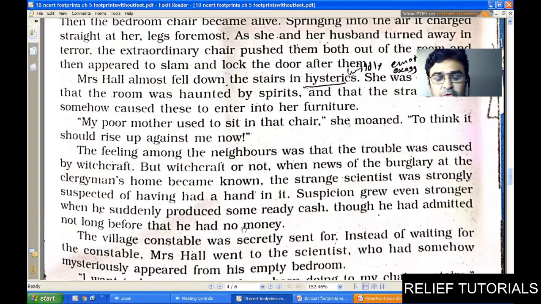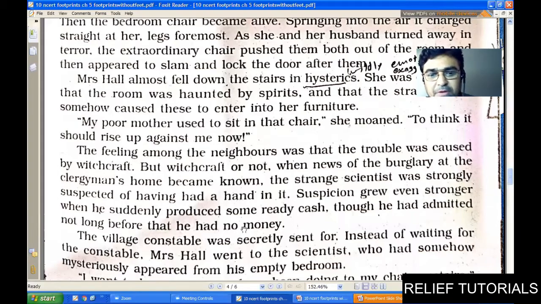It was used by mother, and now mother might have done this, or how could this chair be upon me? It was very close to my heart. The feeling among the neighbors was that the trouble was caused by witchcraft, black magic or voodoo, that kind of stuff done by the tantric, and that is called witchcraft.